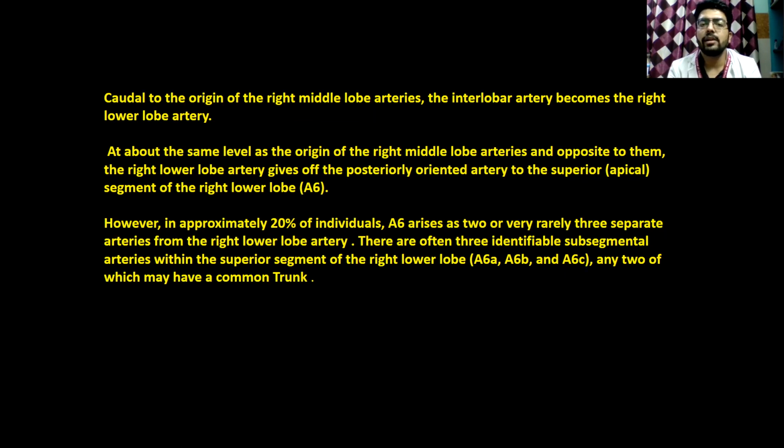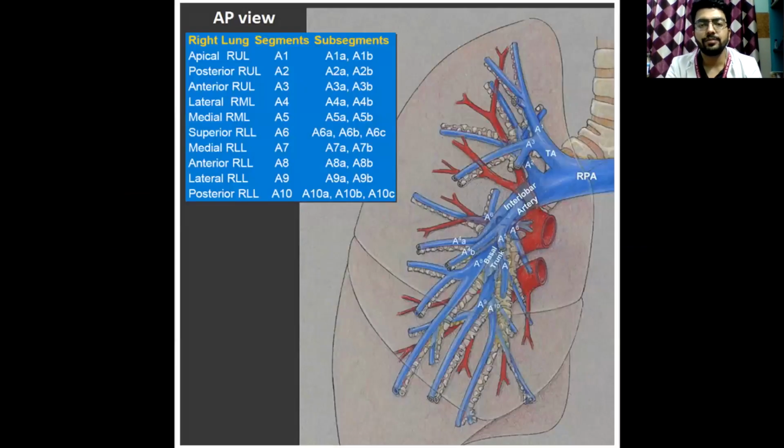The right lower lobe artery gives off the posterior oriented artery to the superior segment of the right lower lobe, A6. However, in approximately 20% of individuals, A6 arises as two or very rarely three separate arteries from the right lower lobe artery. There are often three identifiable subsegmental arteries within the superior segment of the right lower lobe, any two of which may have a common trunk.